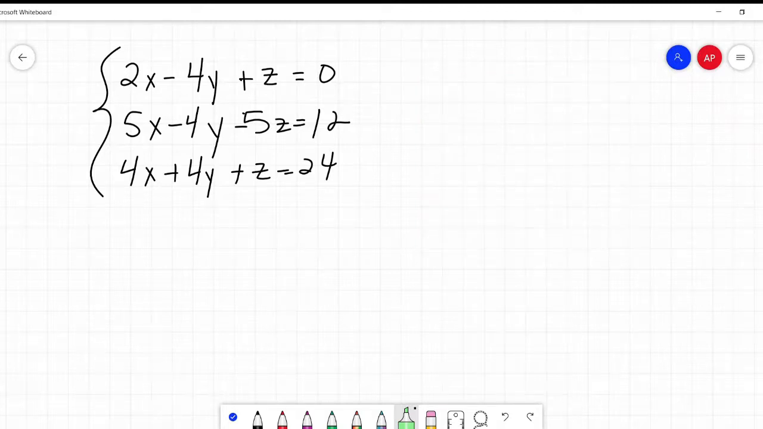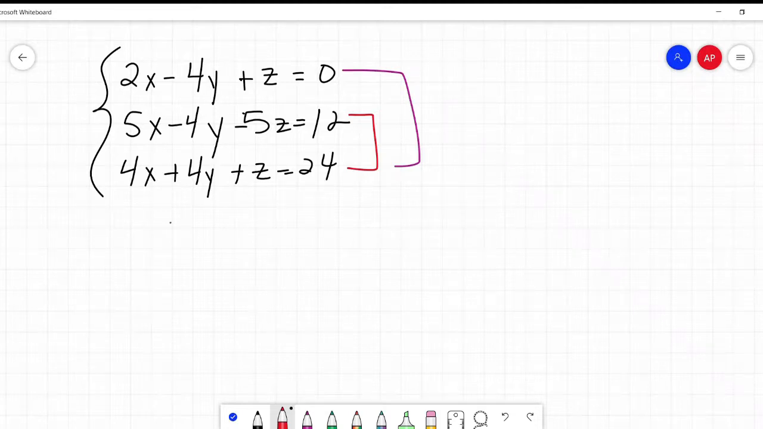Okay, y's. Ooh, this looks good. 4y and negative 4y would cancel out here, and these 2 would cancel out, 4y and negative 4y. If I look at the z's, are they any better than that? No, they aren't. So y is what I'm going to do. I'm going to pair up the second and the third, and then I'm also going to pair up the first and the third, so I have 2 different pairs where I'm going to eliminate.